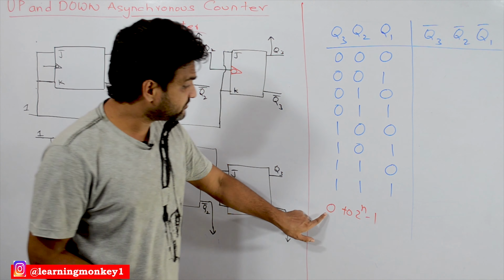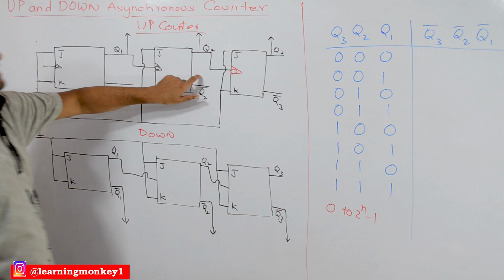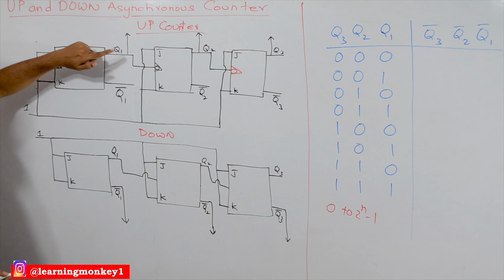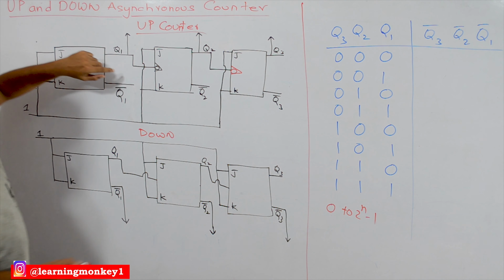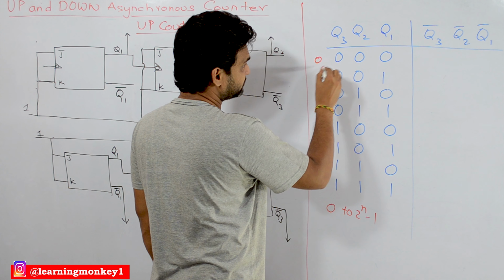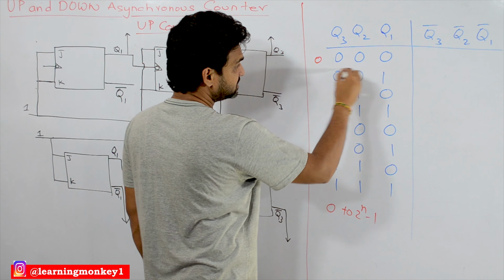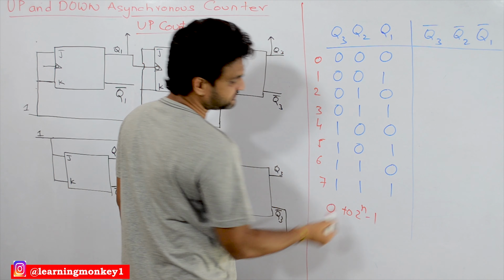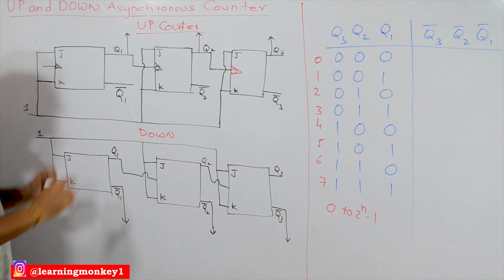The range of numbers that this up counter is capable of counting, if you take the outputs of Q1, Q2, Q3, is from 0 to 2 power n minus 1. 2 power n minus 1 is 2 power 3 minus 1, which is 7. These binary number combinations are the decimal equivalent of 0, 1, 2, 3, 4, 5, 6 and 7. So this count can happen.